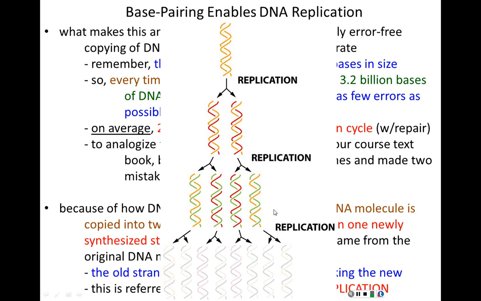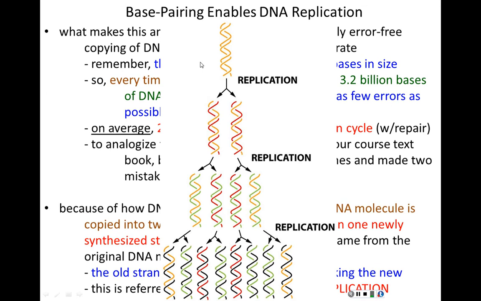We do another round of replication, and we see the new strands are all in black. But we have a gold strand from three generations ago serving as template, a green strand from the last generation, a red strand from two generations ago. Every time you replicate DNA, you will be left with one previously made strand that served as template for making the new strand. That is semi-conservative replication.